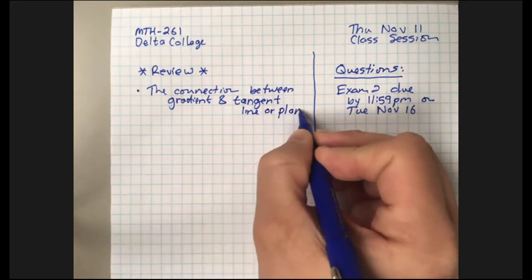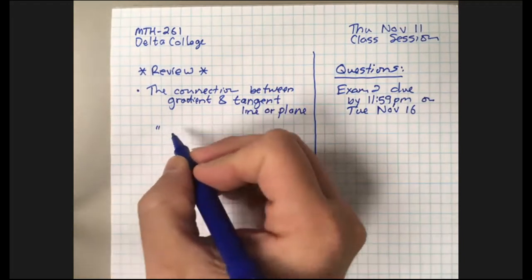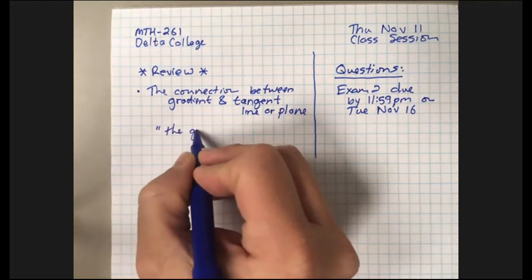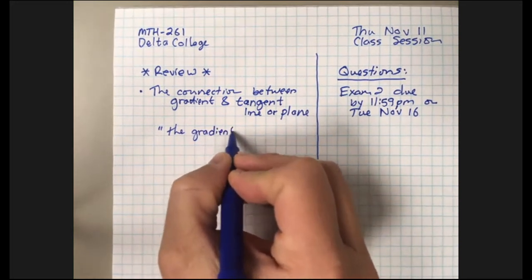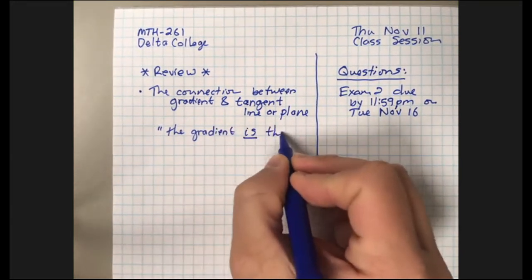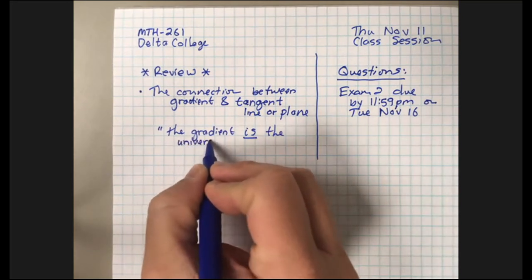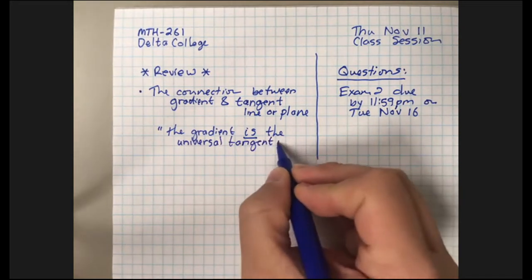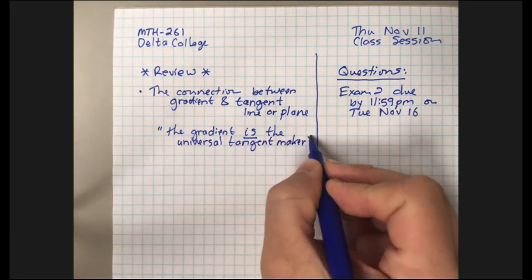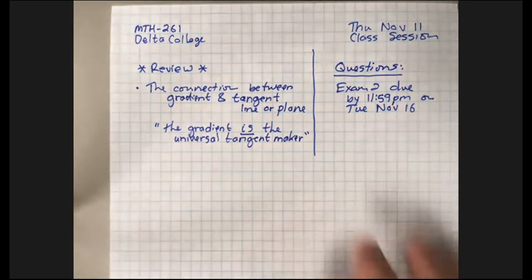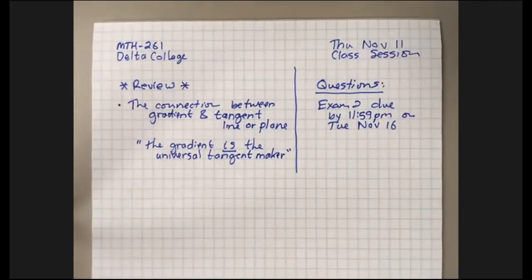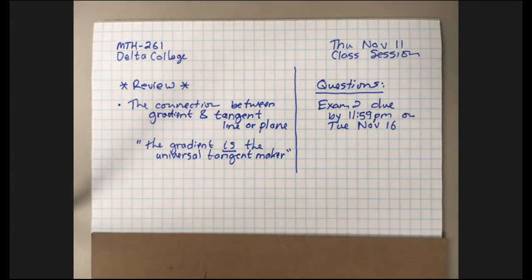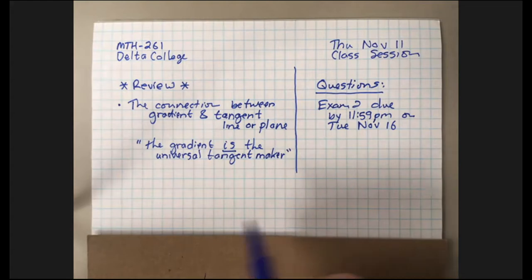I have this saying that I like to use in a case like this. The gradient is the universal tangent maker. The gradient is like a Swiss Army knife. It does just about, I guess there are some exceptions, but it does just about everything. And one of the things that it excels at is creating tangent lines, tangent planes, whatever you're working on. Basically creating linear approximations. Okay, so that's a good question. We can probably find some examples like that. Other questions you want to put on the board?